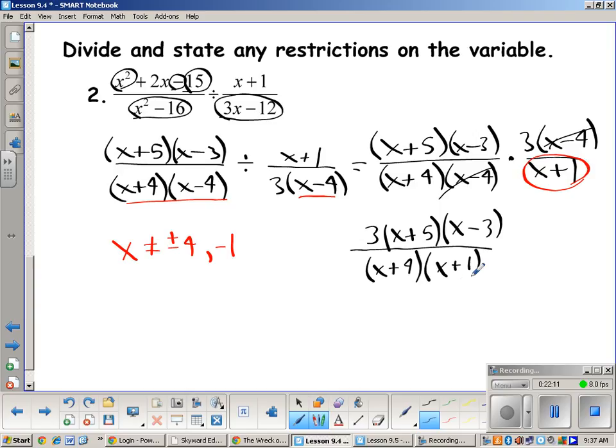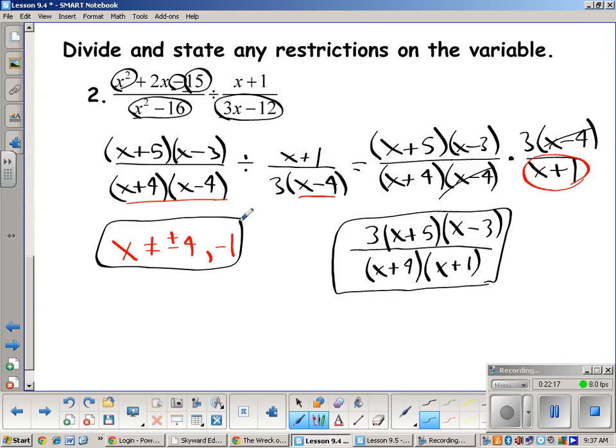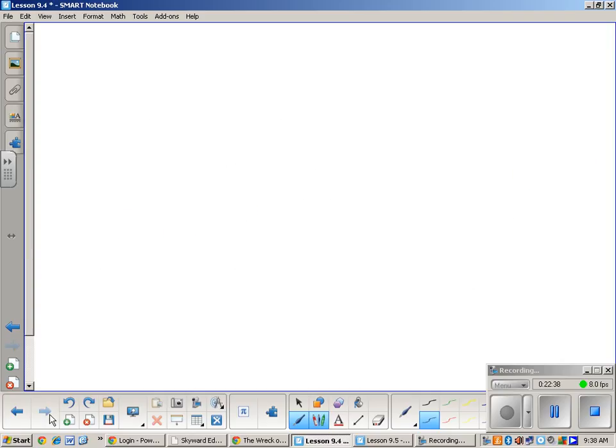Okay? Our restrictions and our fraction is left, our rational expression. Okay? Any questions on that? Okay, I think that's it for this one. Let's go to this one.